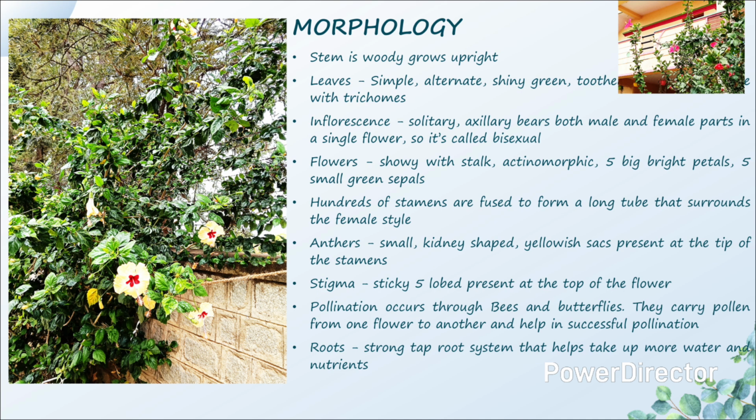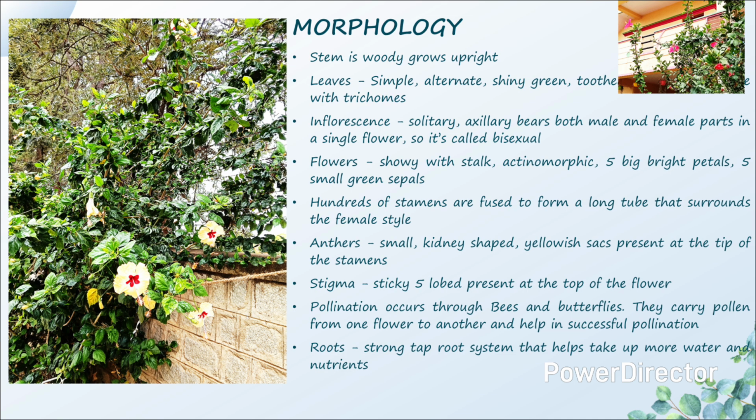So now coming to its morphology. Stem is woody, grows upright. Leaves are simple, alternate, shiny green, toothed edge and a wavy shape with trichomes on it. Inflorescence is solitary, axillary, bears both male and female parts in a single flower, so it is called bisexual.